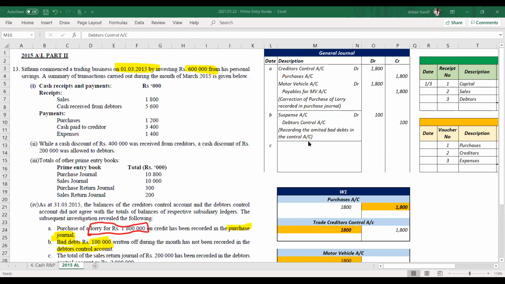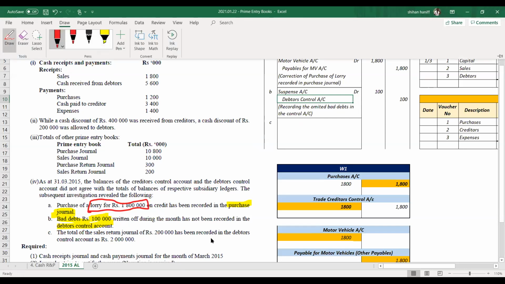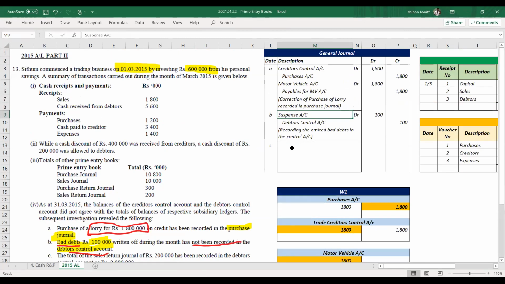I'll repeat it again. Here, the bad debt written off during the month has not been recorded in the control account. They have said not recorded only in the control account, so we have to assume that the bad debt account is correct. Therefore, the debtors control account will be credited and the suspense account will be debited.